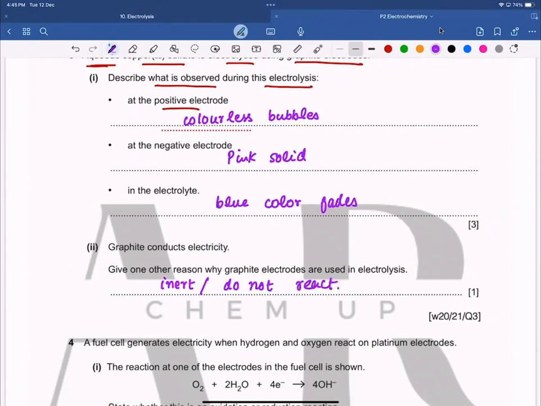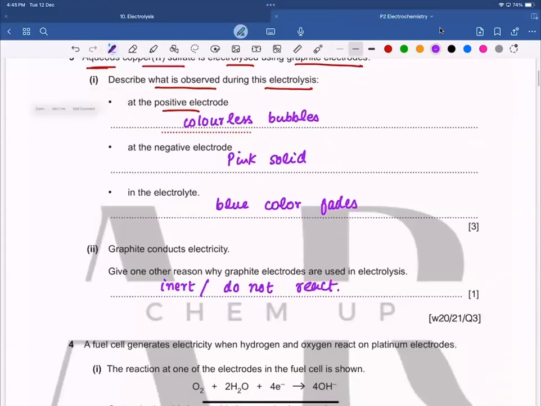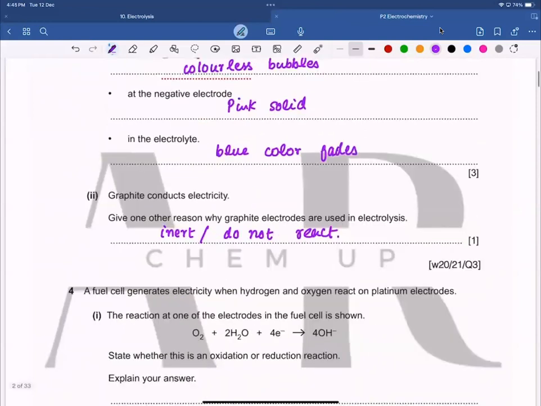Is this clear? Yes, Aisha, is this clear to you as well? Yes, sir. Okay.